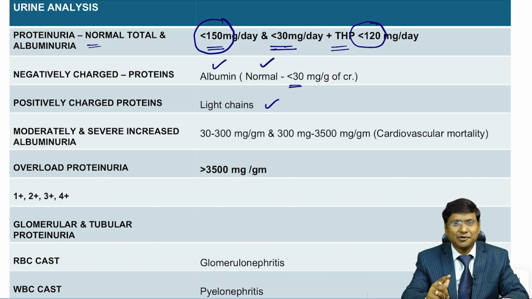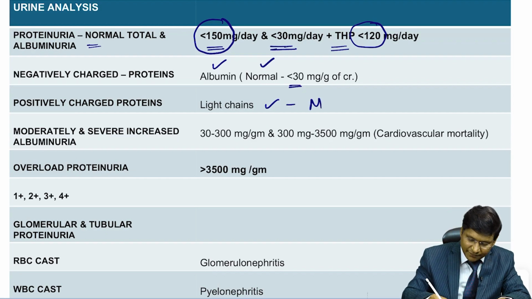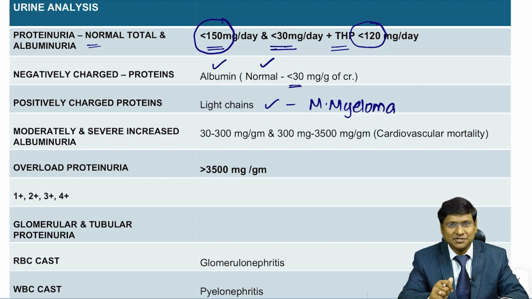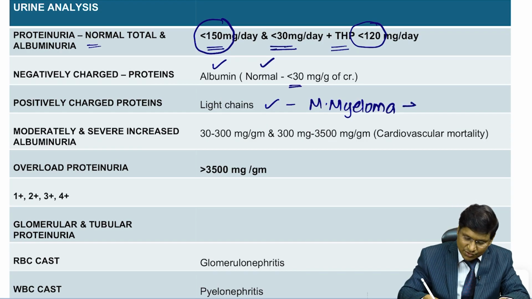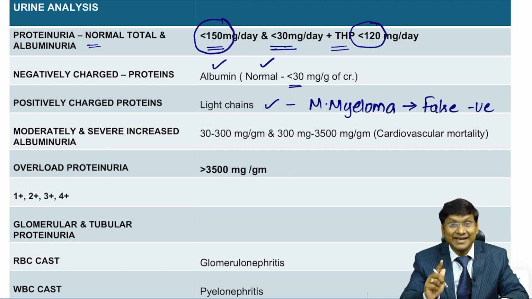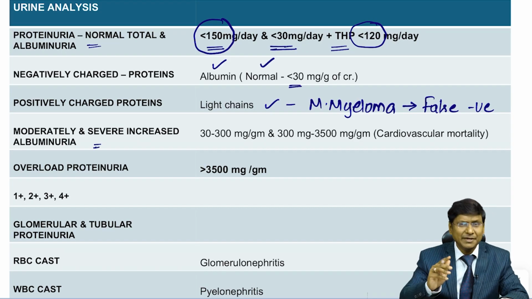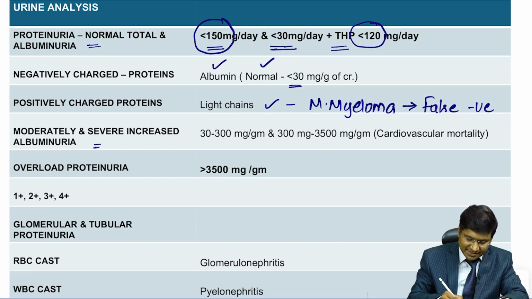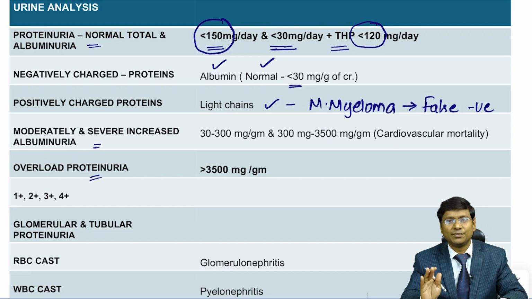Among the positively charged proteins that can be present abnormally within the urine are the light chains, which are present in case of multiple myeloma. But the point that you need to understand is that the dipstick test cannot detect the positively charged proteins. That is the reason why in case of multiple myeloma, the dipstick test will be false negative, right? False negative.